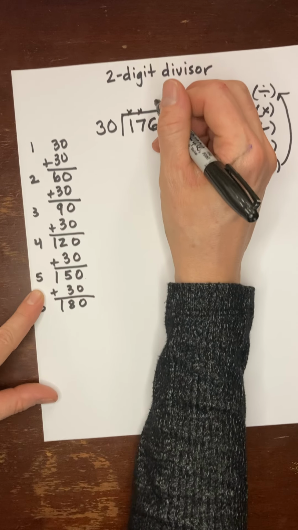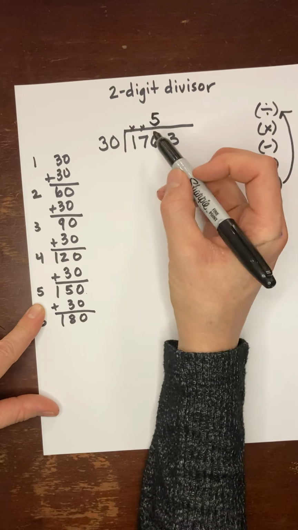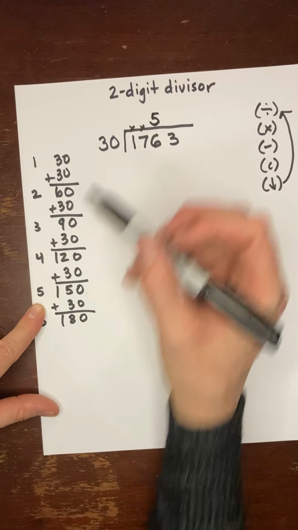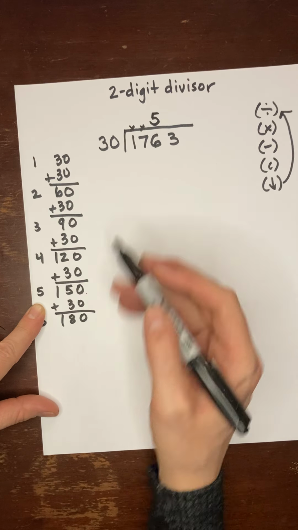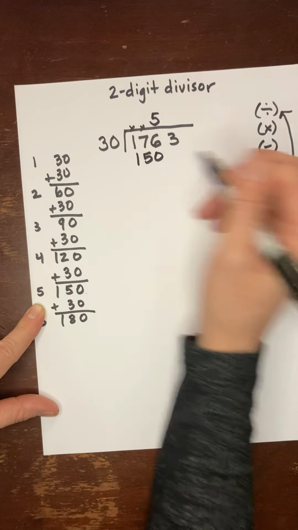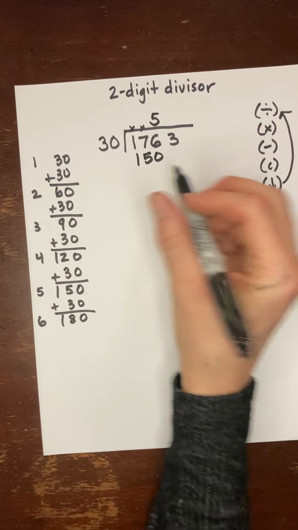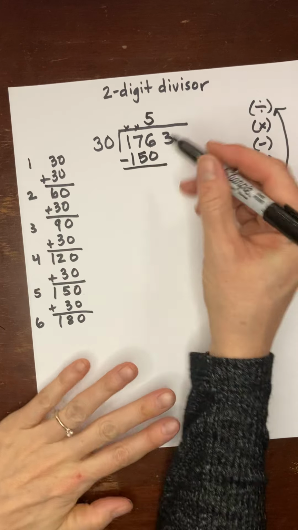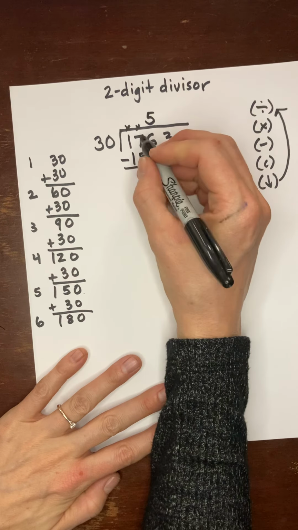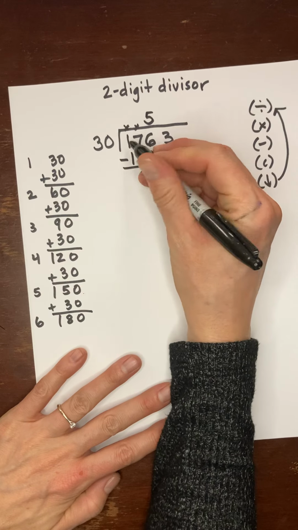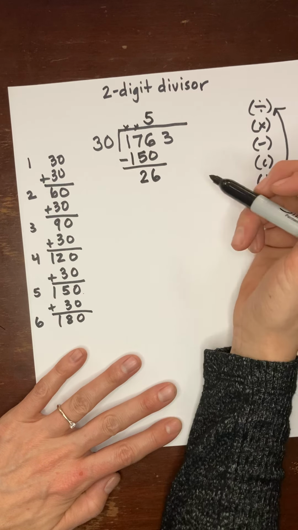So let's write our 5 up here. Now we're going to multiply. 5 times 30. Well, we've already done that, haven't we? 150. And now we're going to subtract. 6 minus 0 is 6. 7 minus 5 is 2. 1 minus 1 is 0, but I'm not going to write that 0.